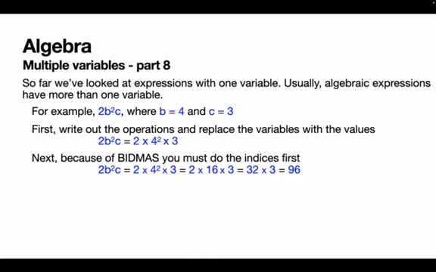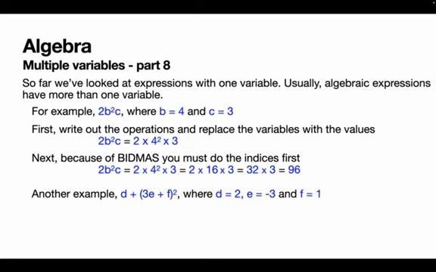Next, because of BIDMAS, you must do all the indices first. So 2 times 4 squared times 3 equals 2 times 16 times 3. So 4 squared means 4 times 4. Then you do the multiplication, and let's do them from left to right. So 2 times 16 is 32, and then 32 times 3, and the answer is 96.